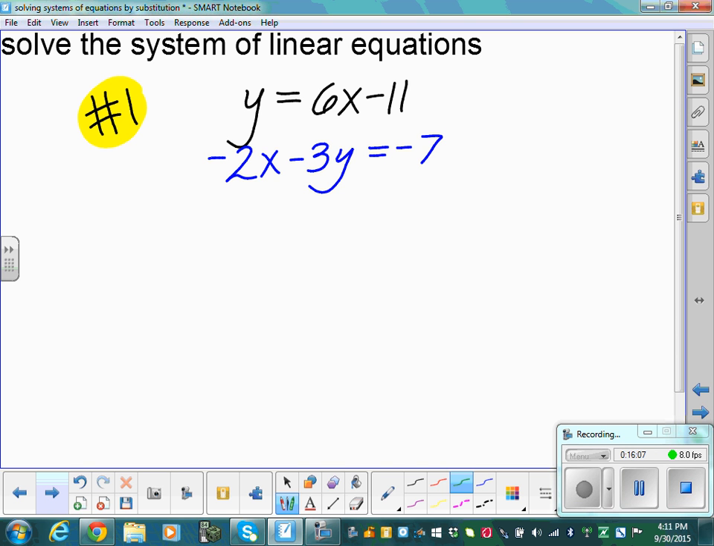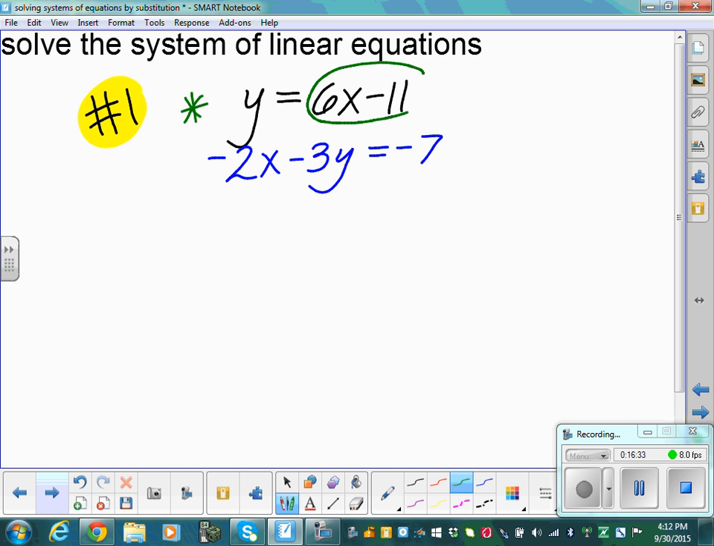So looking at this one, we're given y is equal to 6x minus 11. And then on bottom, we have negative 2x minus 3y is equal to negative 7. And we're solving by substitution. So our first step is to isolate a variable. But notice, this top equation here already has a variable isolated. So we can go ahead and make our substitution.